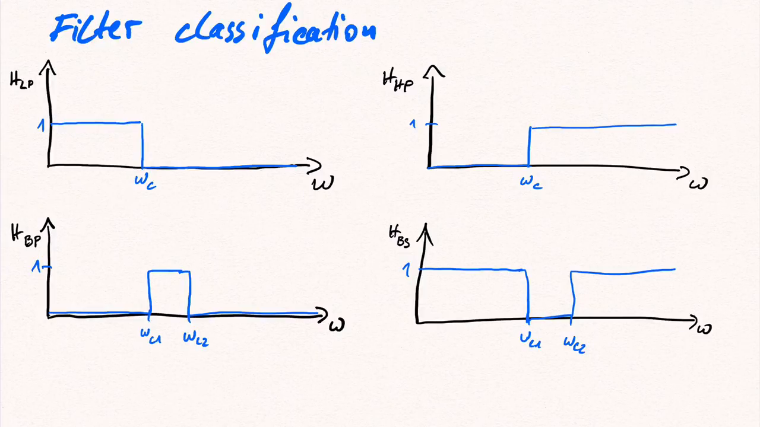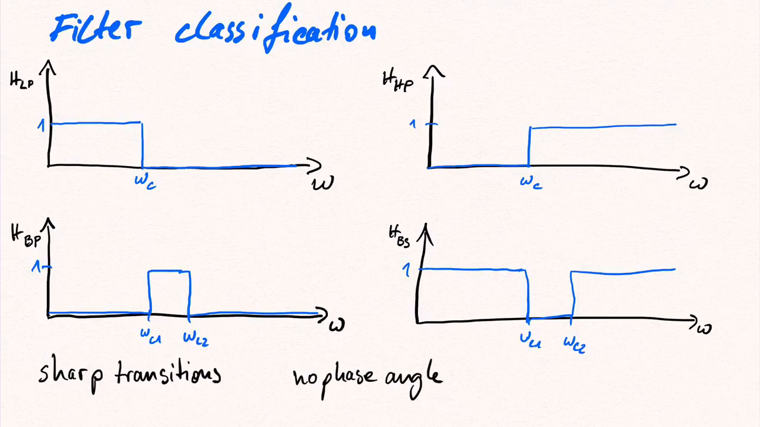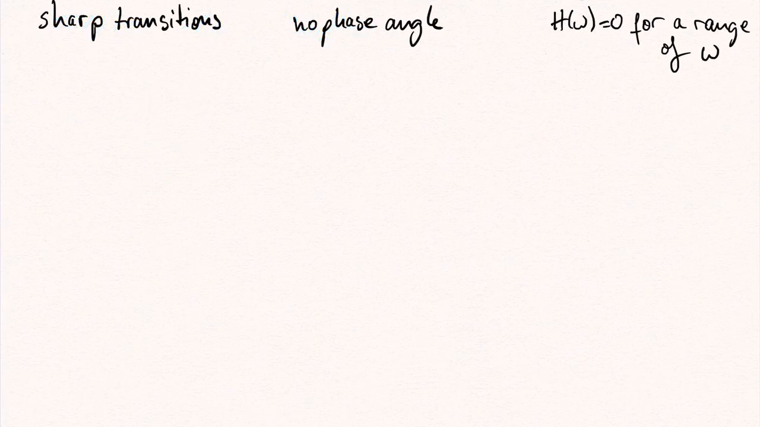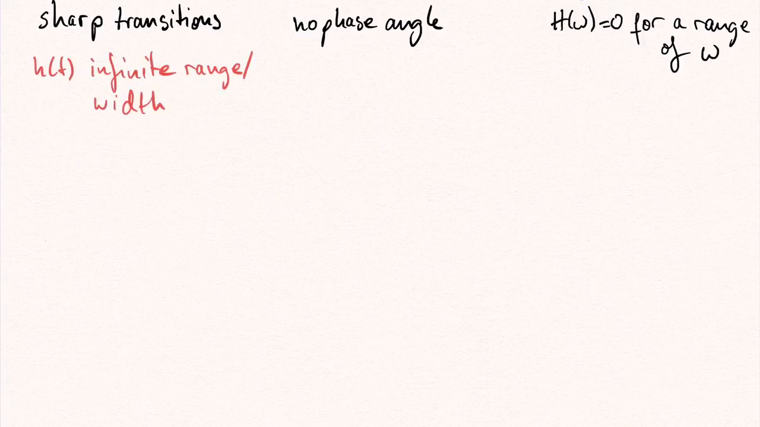They all have in common that they have sharp transitions, they don't have a phase angle, which implies that there would be no delay between the input and the output signal, and h of omega is equal to 0 for a whole range of frequencies. The problem is that none of those properties can be achieved in reality. For instance, a filter that has sharp transitions in the frequency domain will have an impulse response h of t with infinite range or width, which implies that the filter would be non-causal.